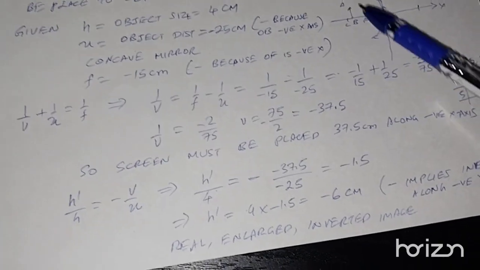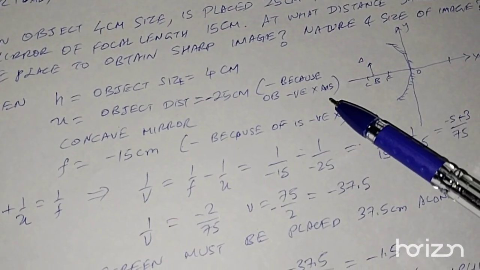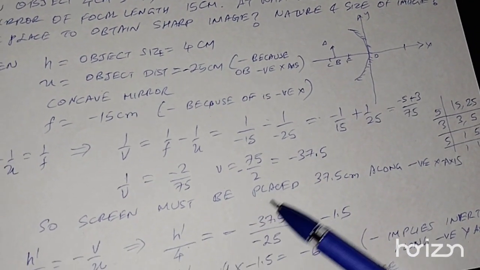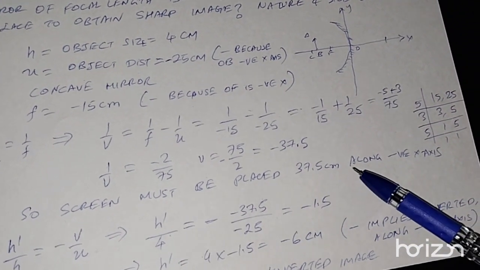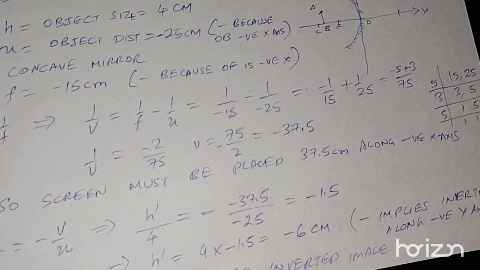What does it mean? It means the image will be formed somewhere along the negative of the x-axis. So you have to place your screen. The screen must be placed 37.5 centimeter along the negative x-axis to get a sharp image.